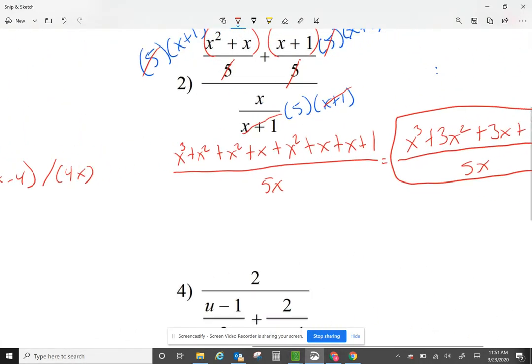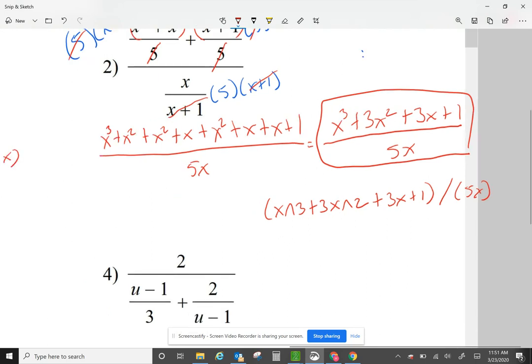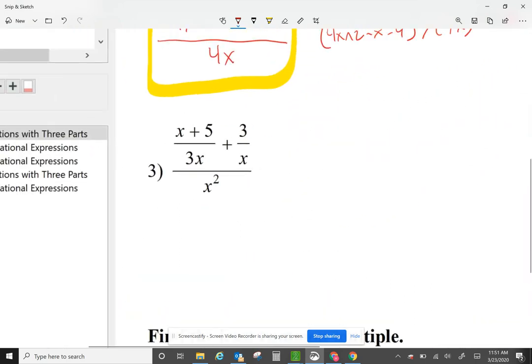Now looking at question number 2, the way I will type this, I'm going to put the top inside parentheses, and I have x to the third plus 3x to the second plus 3x plus 1, all inside parentheses, over at the bottom 5x. Notice I was doing the little caret for the exponents. Okay, now let's take a look at question number 3.